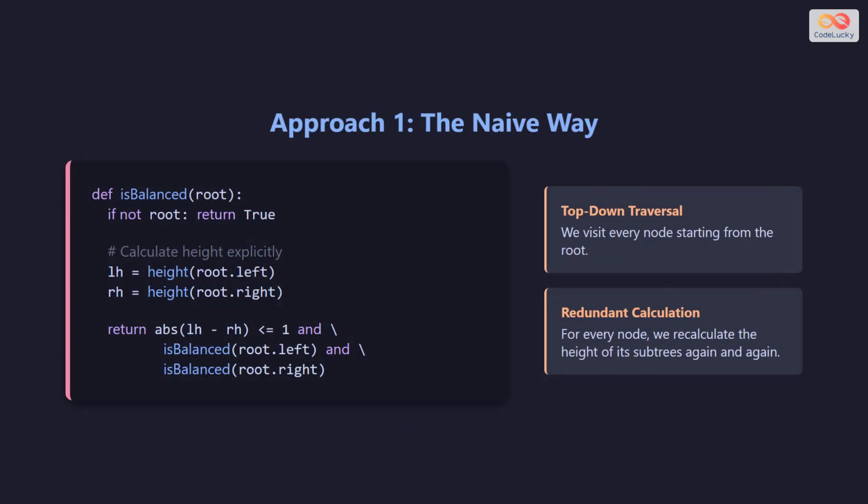A common first approach is to write a helper function to calculate height. Then, for every node, we calculate the height of the left and right subtrees and check the difference. We do this recursively for all children.